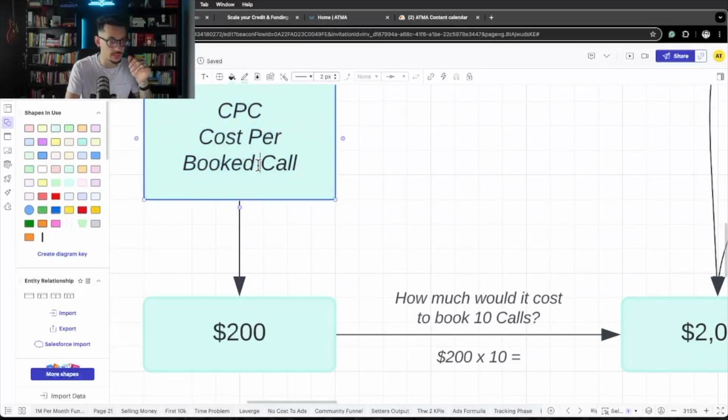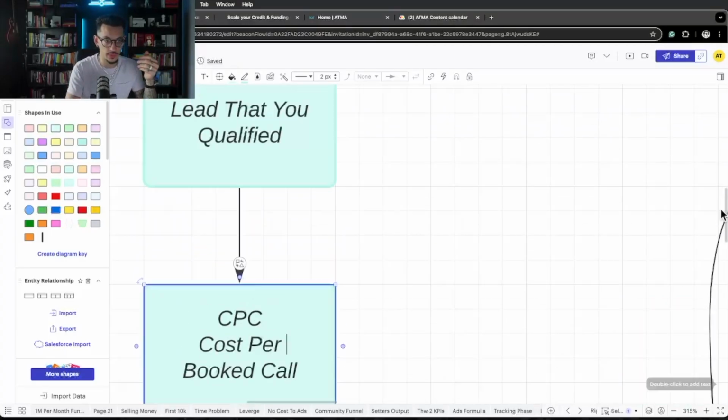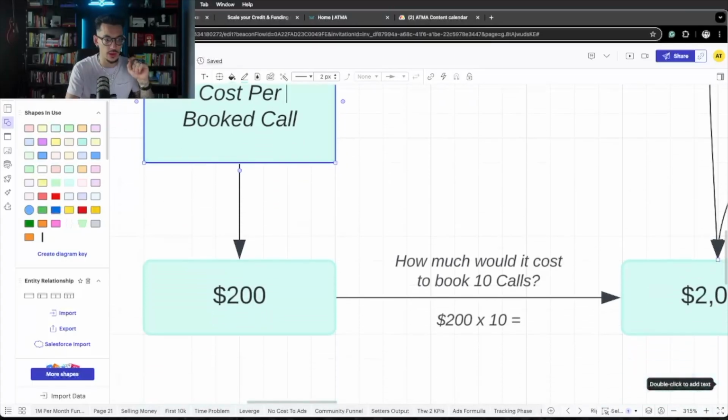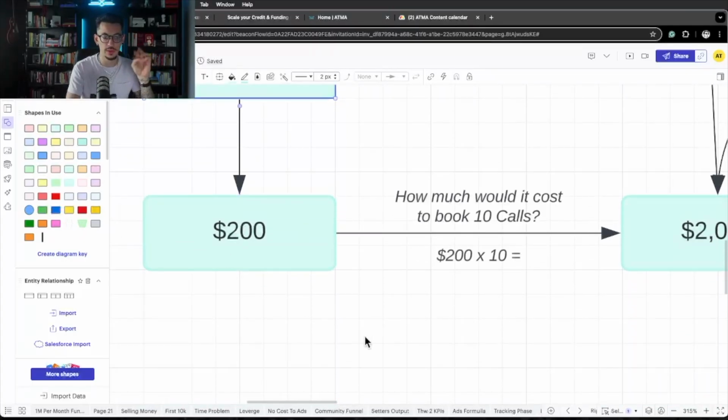Cost per booked qualified call. Well, I already put it here on the top. It's the lead that you qualify and then the cost of it. So I already put it there. Let's keep going on this.